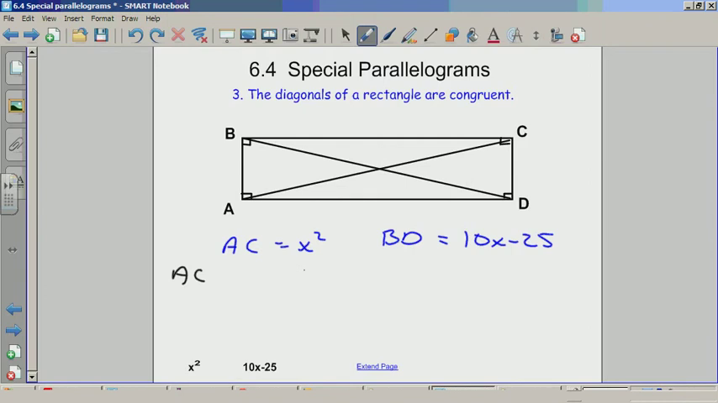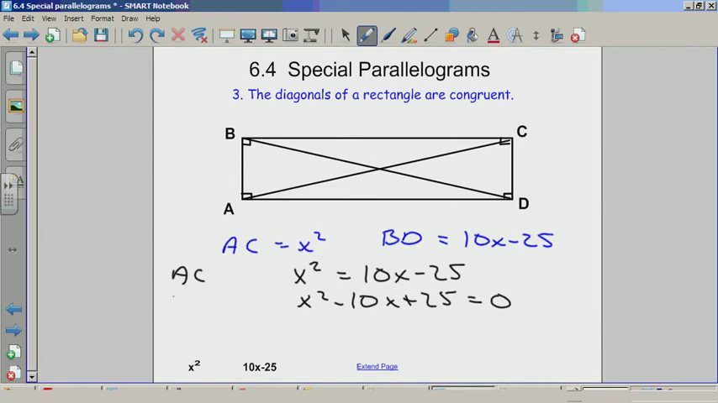Because the diagonals of a rectangle are congruent, I can set the two expressions equal to each other. x squared is equal to 10x minus 25. It's a quadratic, so I'm going to put everything on the same side of the equation. x squared minus 10x plus 25 is equal to 0. If you recognize this as a perfect square trinomial, you can easily say it's x minus 5 squared.